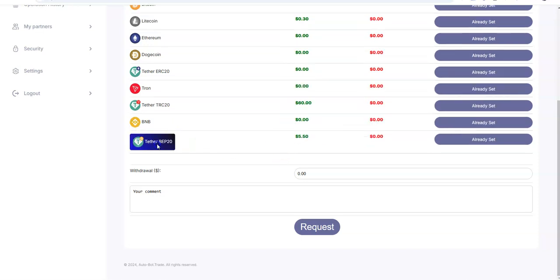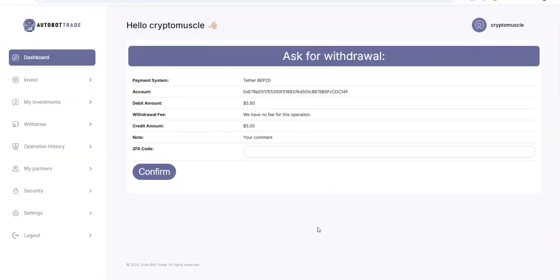Let's see here. There we go. Tether. We'll start with the small one, 550. All right. Hit that 2FA.